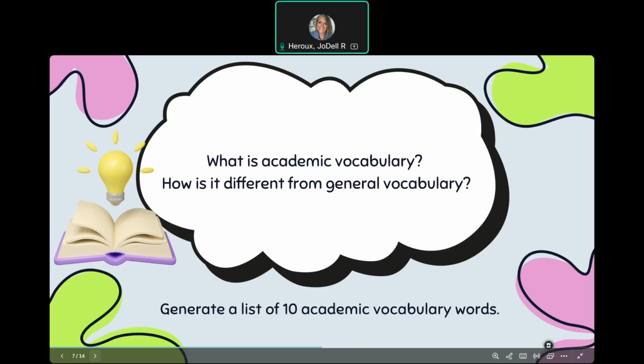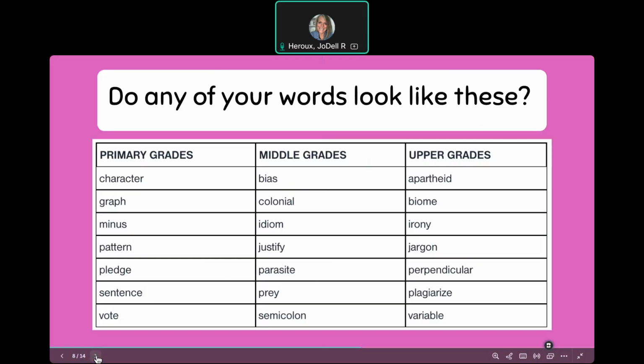So I want you to stop here and just jot down 10 academic vocabulary words. Think about math, think about science, social studies. What are words associated with those content areas that you would consider academic vocabulary? Once you have those 10 words written down, you can hit play again, and we'll move on to the next slide, which is an example.